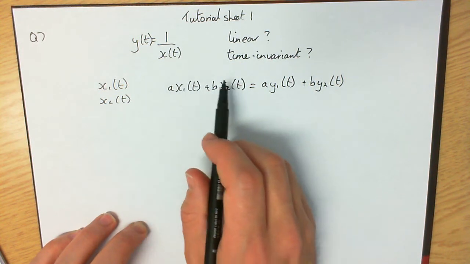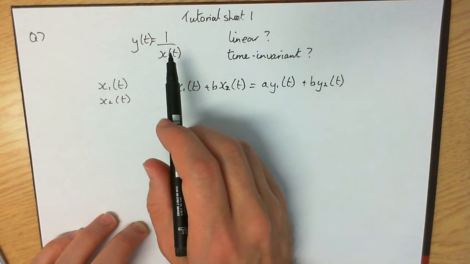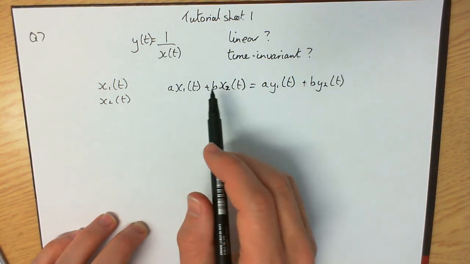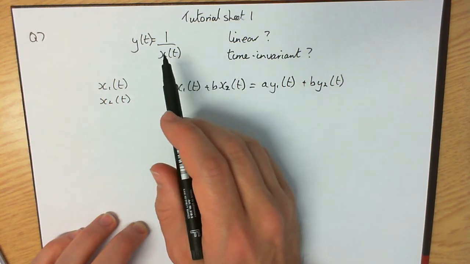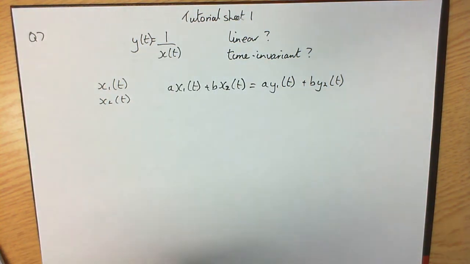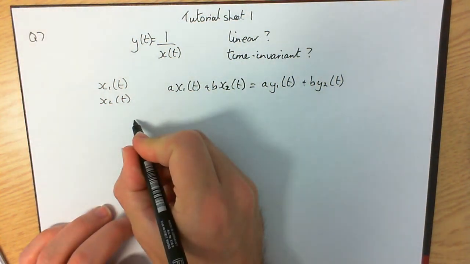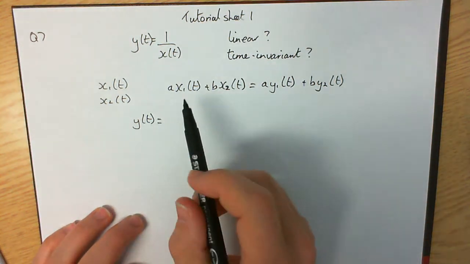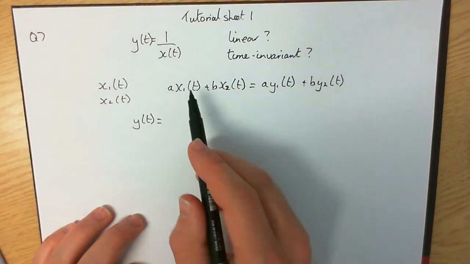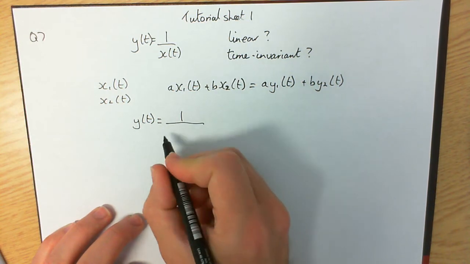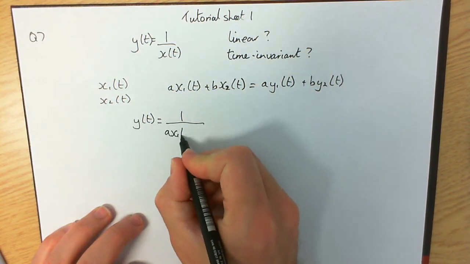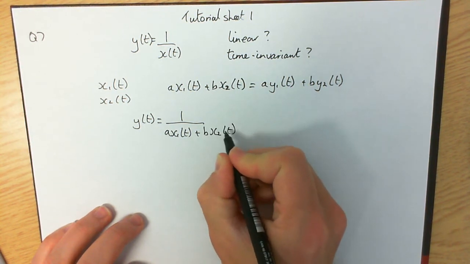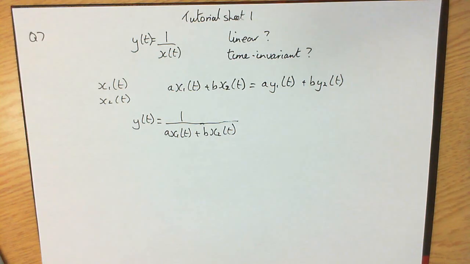So we have to use this relationship to test this function, and if this isn't correct, then it isn't linear. So what we can do is we can put this in. So what we're going to do is, well, y of t, what we're going to replace it with is this function here. So that is our function.